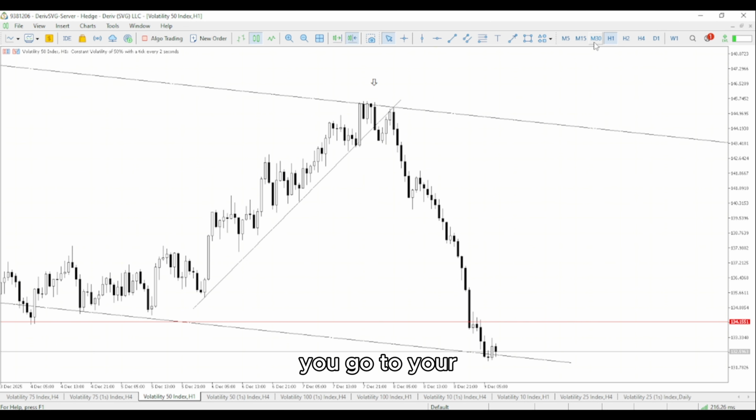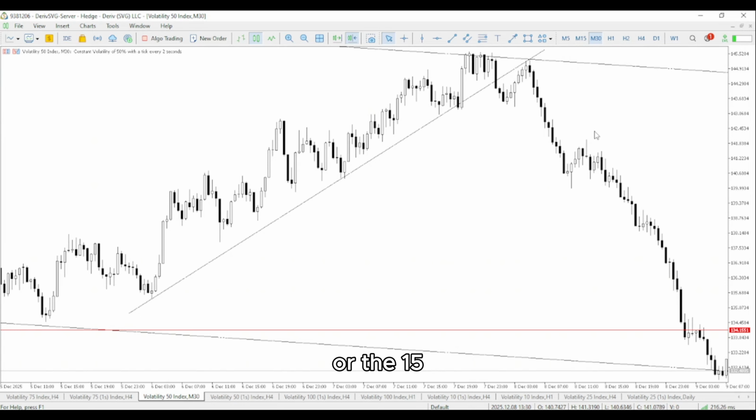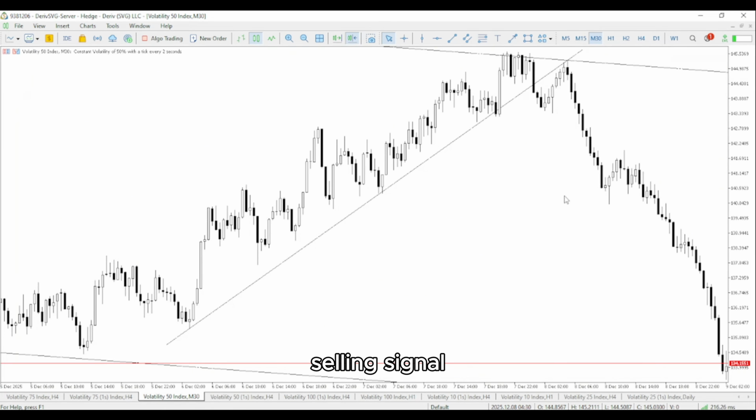So now this is what you do. It has told us that the H1 time frame is aligned with the H4, and also the D1 time frame. So now this is what you want to do. Now you want to go to the lower time frame, which is the 30 minutes or the 15 minutes, to look for your selling signal.